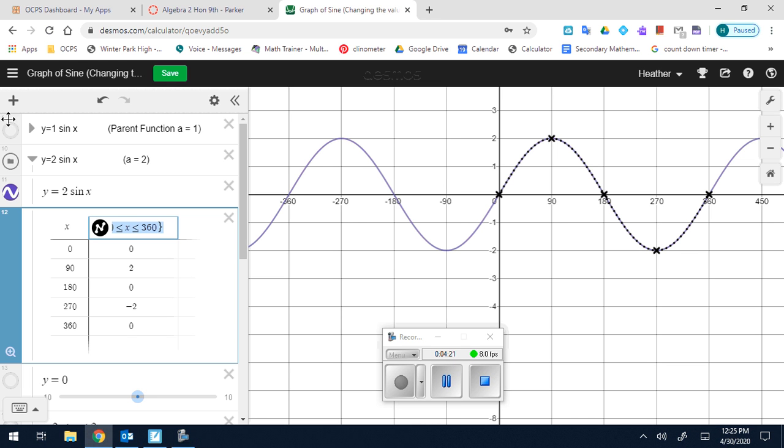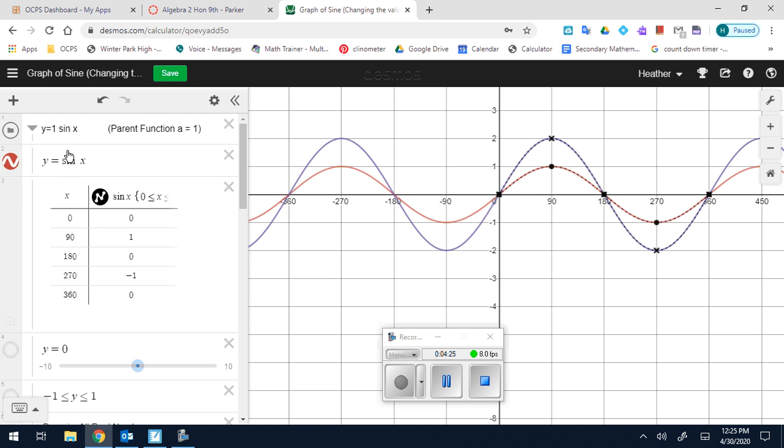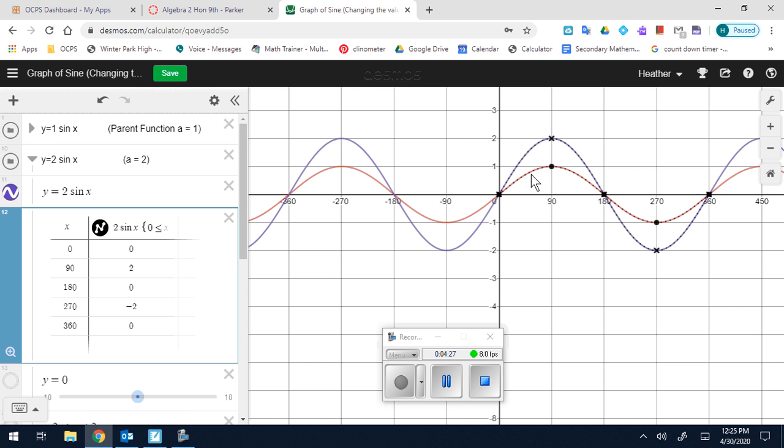Notice the difference now. Instead of going from 1 to -1, I'm going 2 to -2. Okay, so this is a vertical stretch. I am taking from the top here and from the bottom here, and I am pulling up and down. So I'm stretching it by a factor of 2. So this has a transformation, a vertical stretch by a factor of 2.